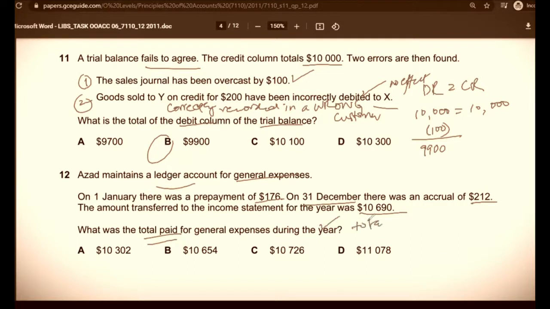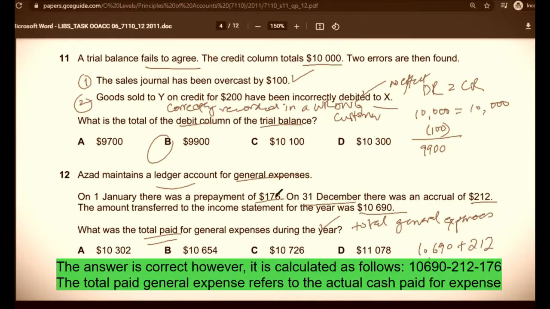So you need to calculate the total general expenses. We haven't been given the year, whether it's 2010 or 11, but we need to calculate the total general expenses. That would be just the total sum of 10,690 plus the accrued amount of 212. Because this is prepaid, this would have no effect on the total paid for general expenses. So the correct answer to multiple choice 12 would be option A, 10,302.